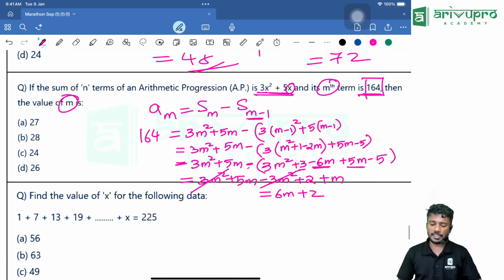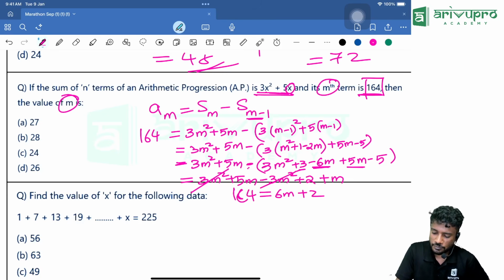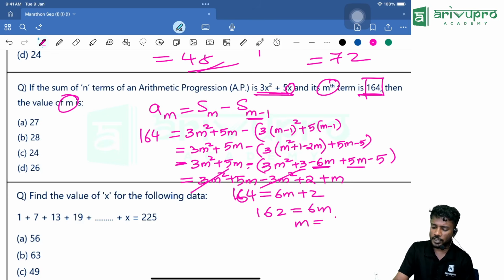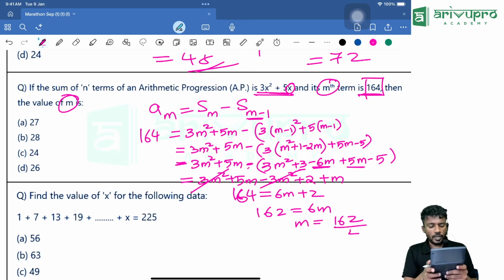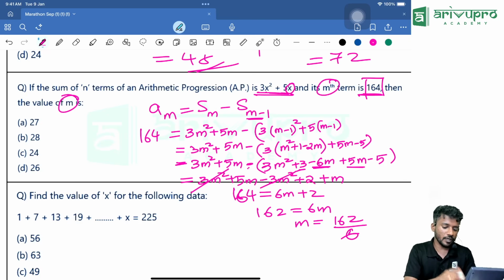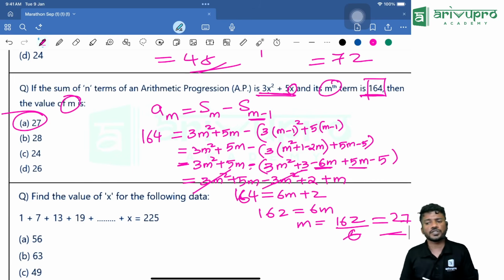Now option hit and tell me what is your answer. You should get 164. Or you can just take it to the other side. 162 is equal to 6m. M is equal to what? 162 divided by 6. Sorry, 162 divided by 6 is how much? 27. Answer is Option A.